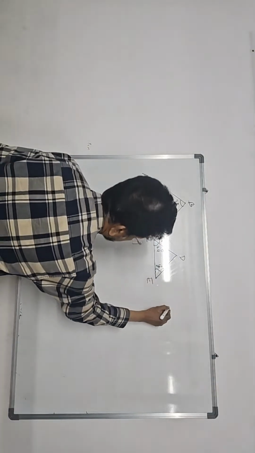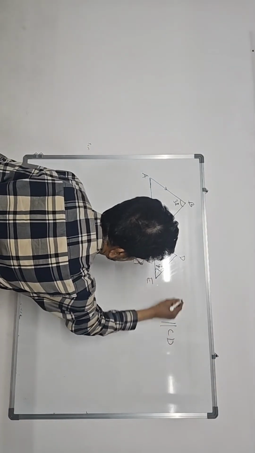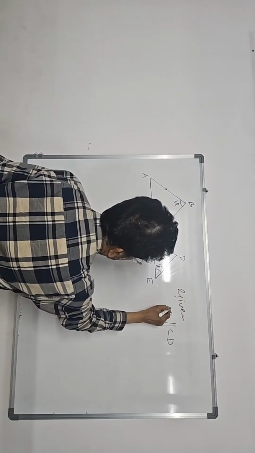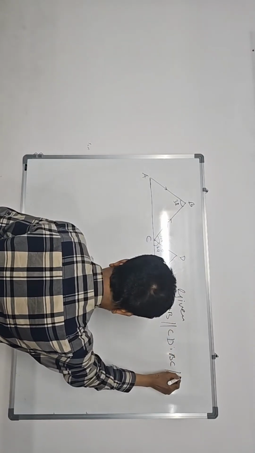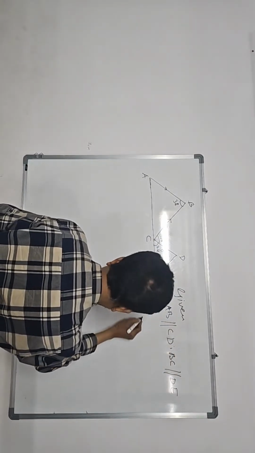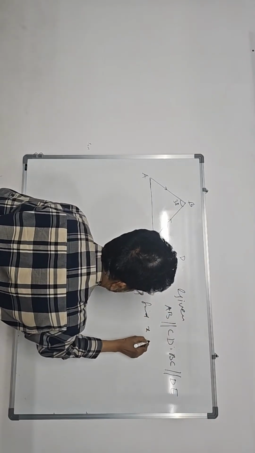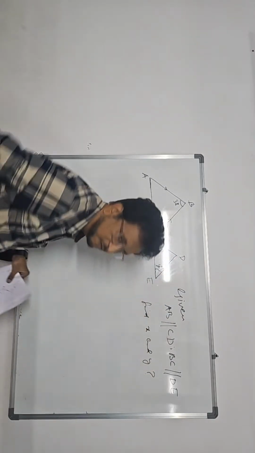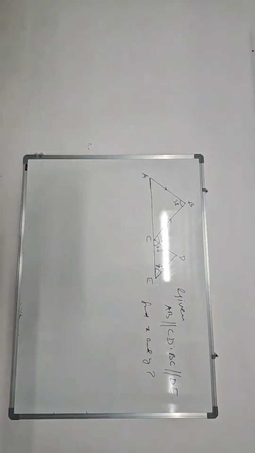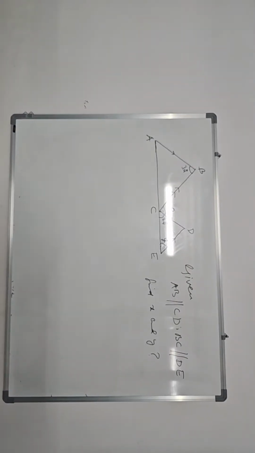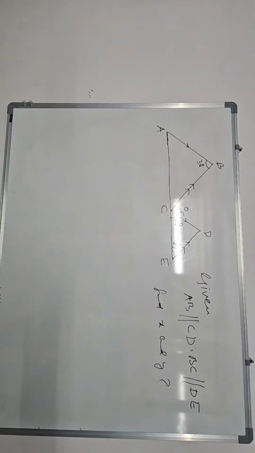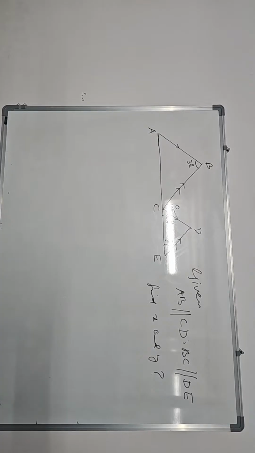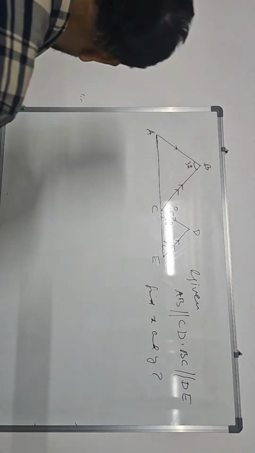In the given figure, AB is parallel to CD. This is given. And BC is parallel to DE. Find angle X and Y. So angle X and Y we have to find out. Okay. Can you find it out easily?